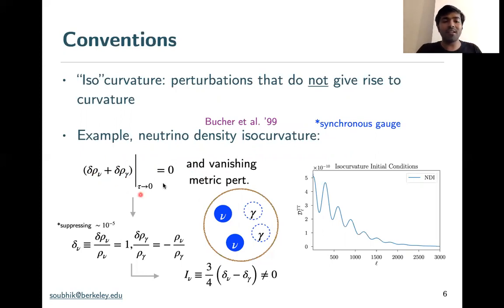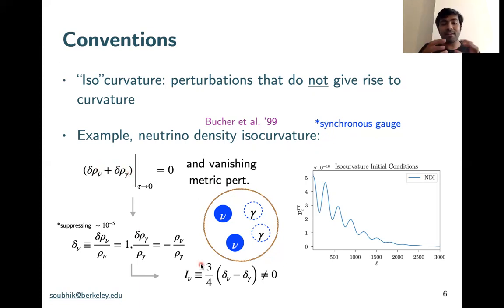And what the vanishing of this quantity implies is that in a given patch, you can have an over density in neutrinos, but at the same time that can get compensated by an under density in photons. So in the end, the total delta rho becomes vanishingly small. And because you have vanishingly small metric perturbations as well, you do not get any curvature perturbation at all. So with these kind of initial conditions, delta rho nu itself can be non-zero, and so can delta rho gamma.